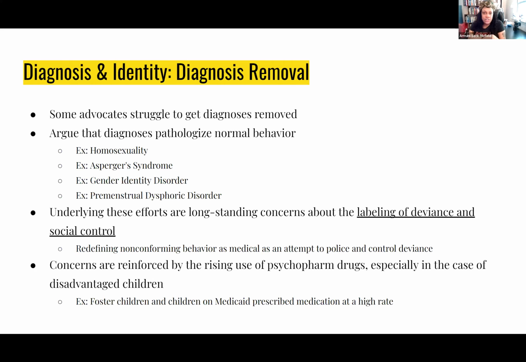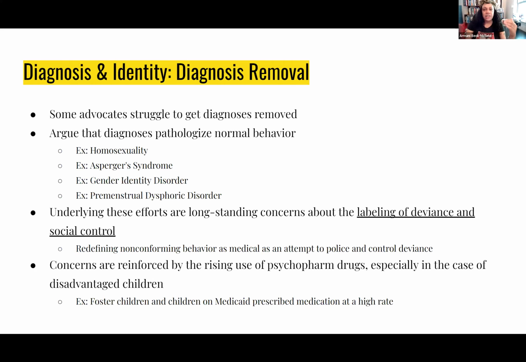Premenstrual dysphoric disorder. Hormones rise and fall, bodies change. Estrogen levels rise and decrease. And so if we start diagnosing people as having premenstrual dysphoric disorder, when in reality they're just having hormone changes, well, that can also lead to gender inequality. So underlying these efforts to remove diagnoses from the DSM are longstanding concerns about deviance and social control. The removal of homosexuality from the DSM by Robert Spitzer was about decreasing the deviance and the stigma. The desire to remove Asperger's, GID, PDD is an interest in decreasing the stigma.